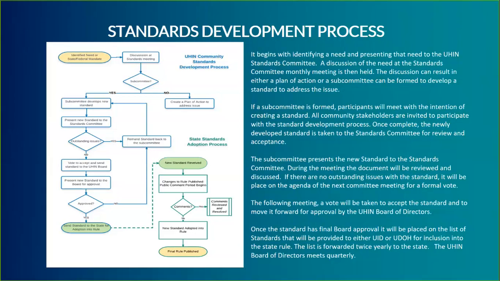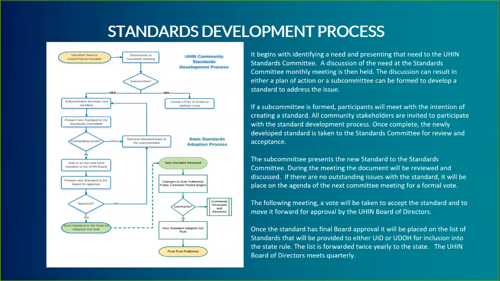The standards committee reviews it for any outstanding issues. If there are outstanding issues, it goes back to the subcommittee again for further development. If there aren't, then they vote to accept the standard and to move it forward to the UHIN board of directors.